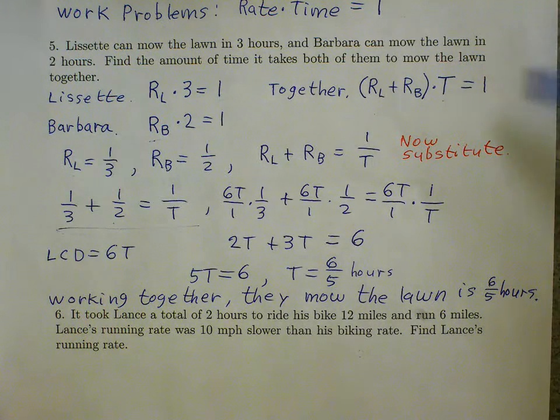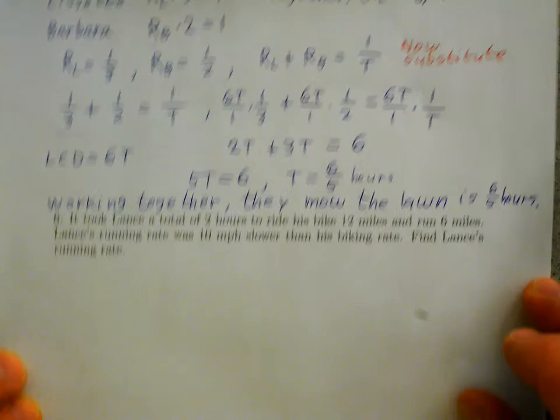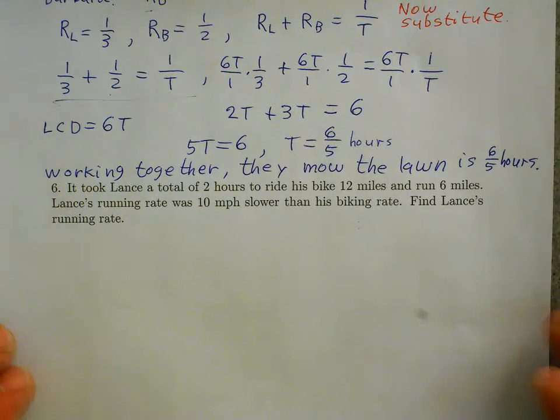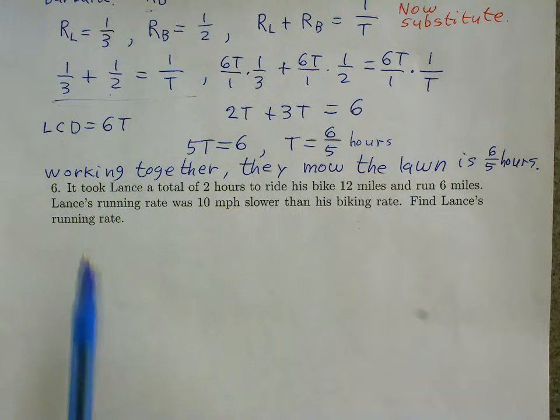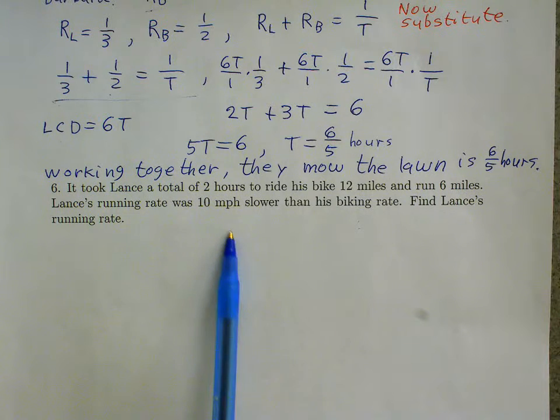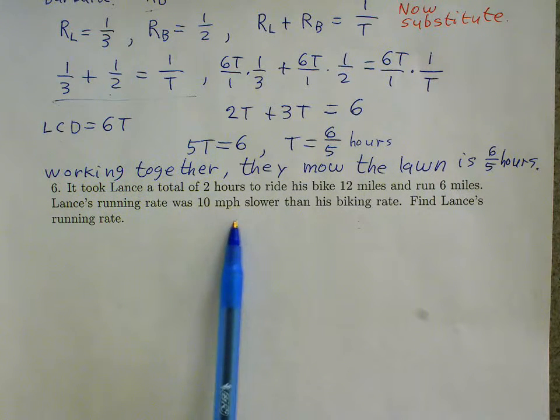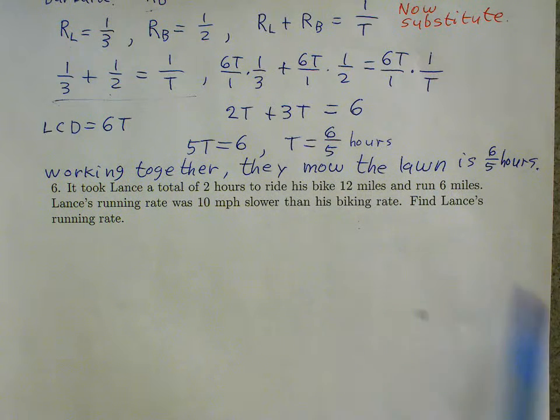This is a fairly typical kind of work problem. You'll see other work problems that are also considered typical, but this one is one of those. The next problem involves uniform motion. This one says it took Lance a total of 2 hours to ride his bike 12 miles and run 6 miles. Lance's running rate was 10 miles per hour slower than his biking rate. Find Lance's running rate.